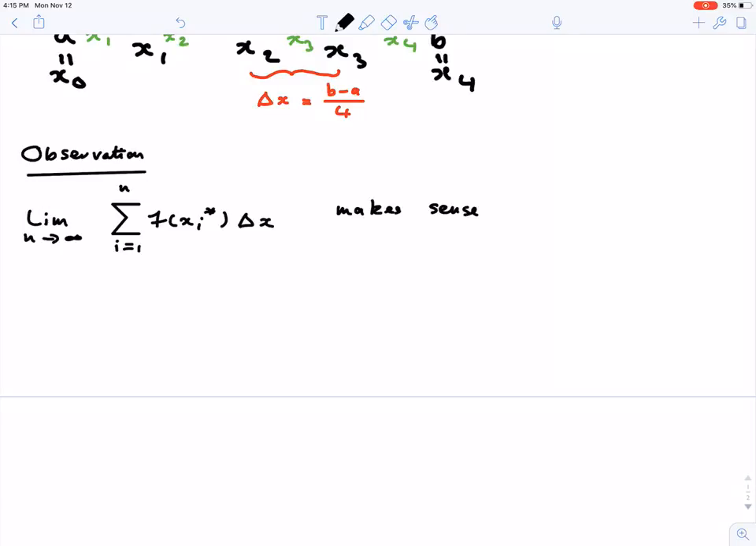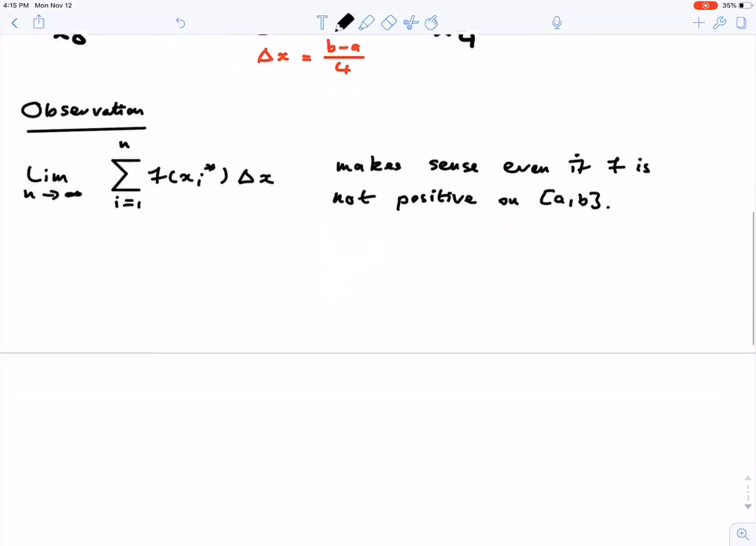It makes sense, even if f is not positive on the interval AB. It's just kind of a sum of things, and I'm taking a limit over that sum. So let's think a little bit about what would happen if f was negative, for example.